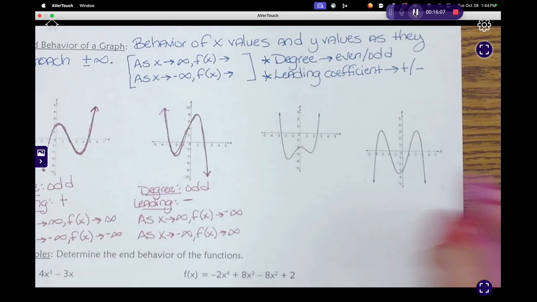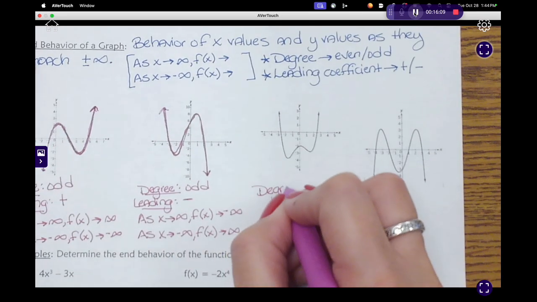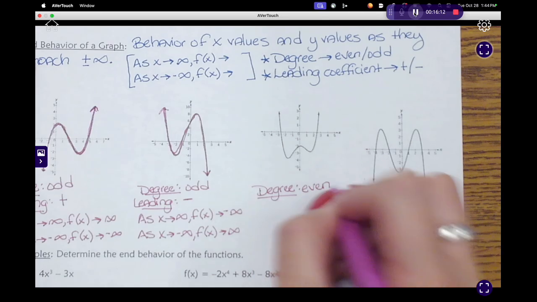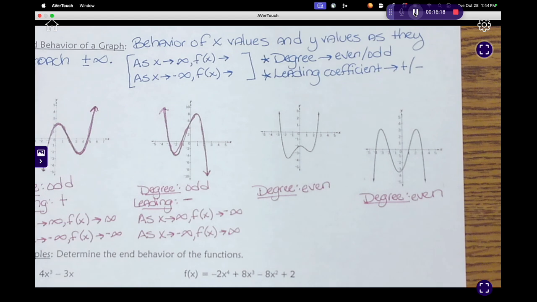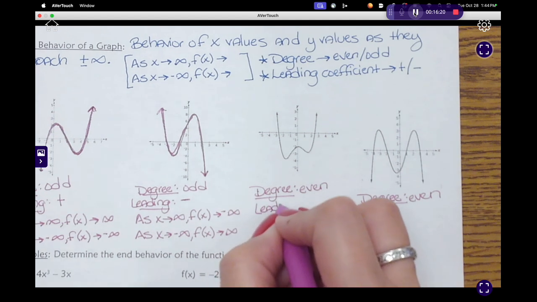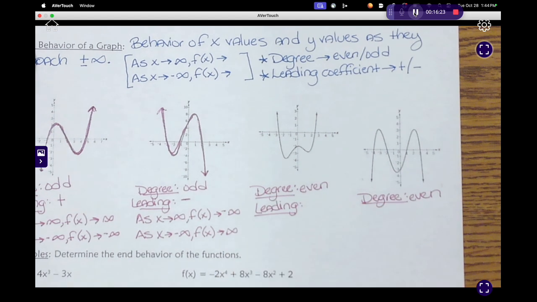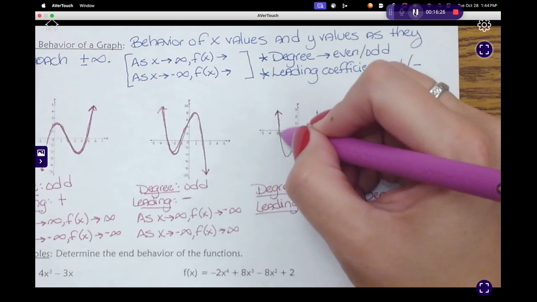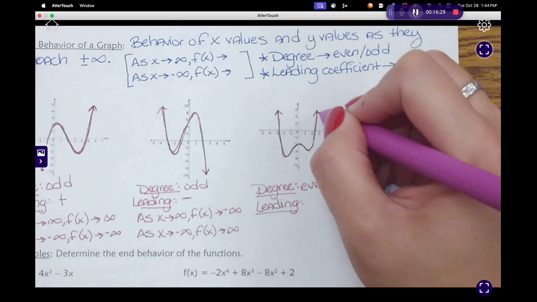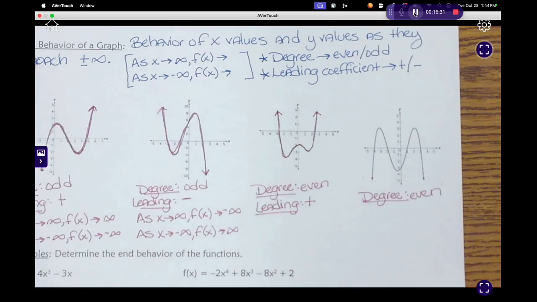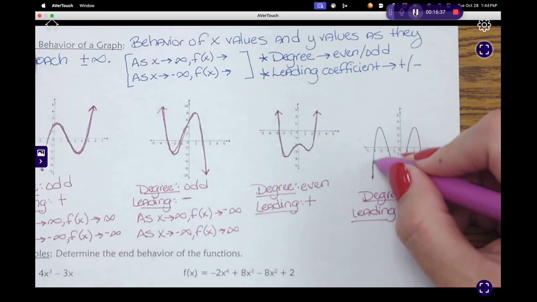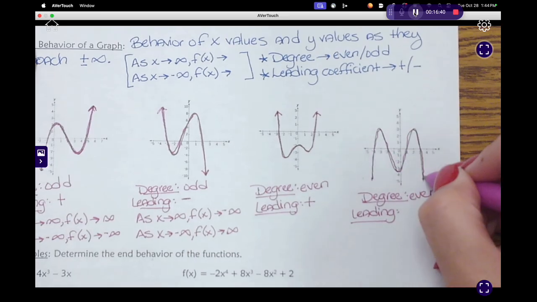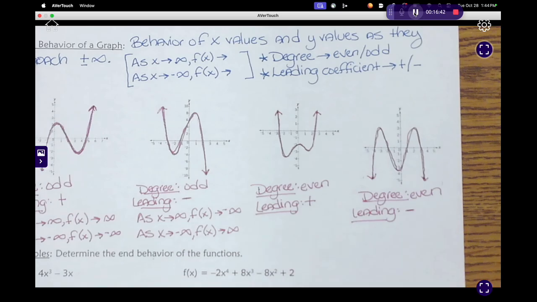All right, and then these last two, these are the two that would be even degrees. So both of these are going to be even. But when I'm looking at the leading coefficient, again, look at the direction of your graph. So when I'm looking at this one, I'm starting over here on the left. I'm going this direction, and realize they're both going up. So this would be a positive. This one for the leading coefficient. When I'm going from left to right, these are both going down. So that is your negative leading coefficient. Okay? So now looking at this.